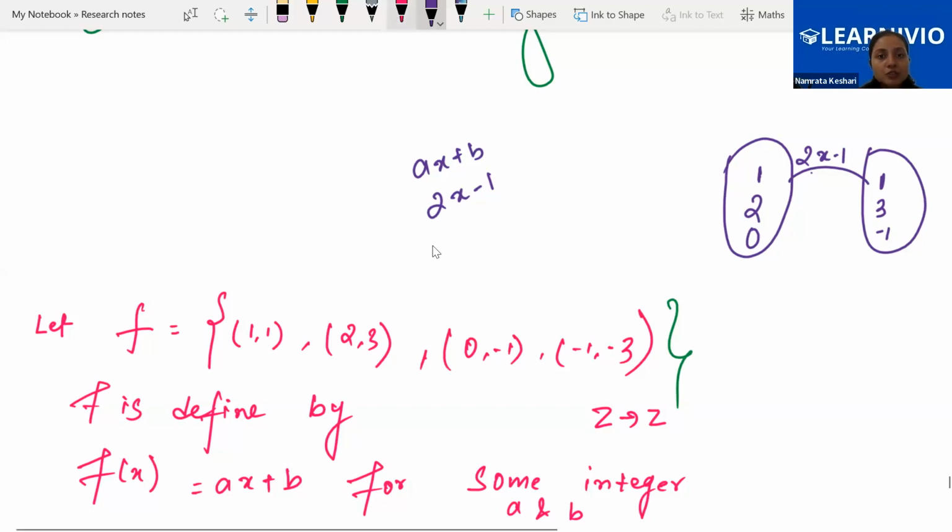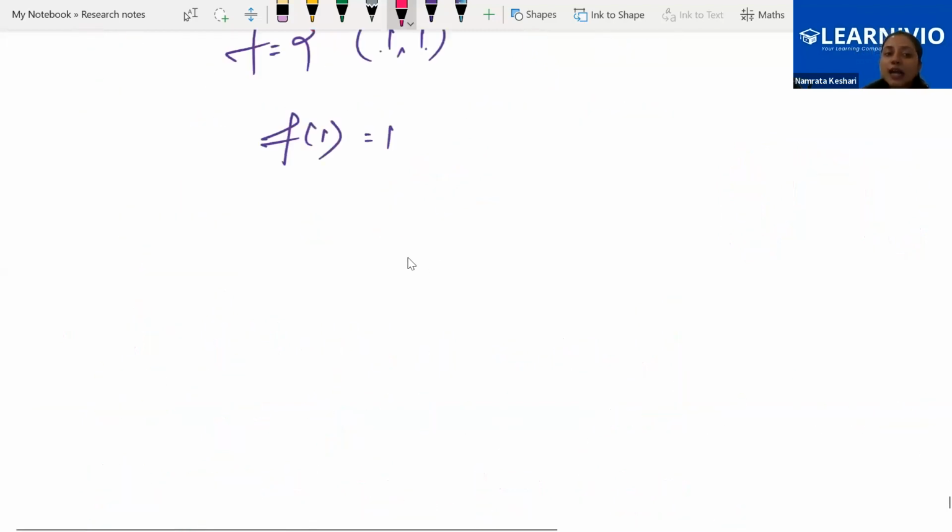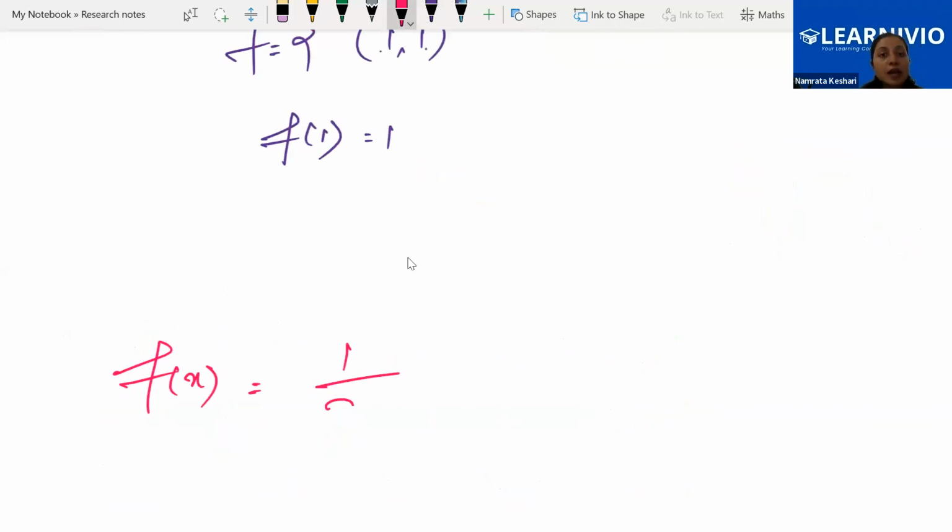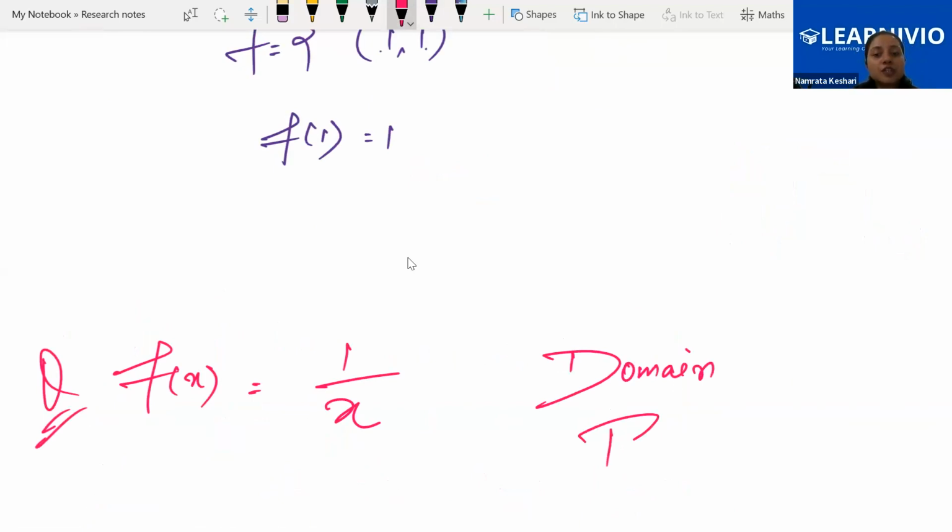Now there is a question. Suppose a function I am writing, a function f of x is equal to 1 by x. F of x is equal to 1 by x. Randomly a function I have written, and I am asking you, please tell me what is the domain of this function and what is the range of this function. Alina and Ali, please check it.